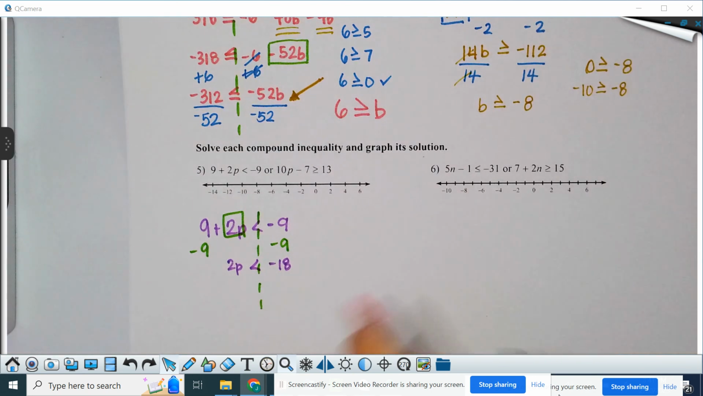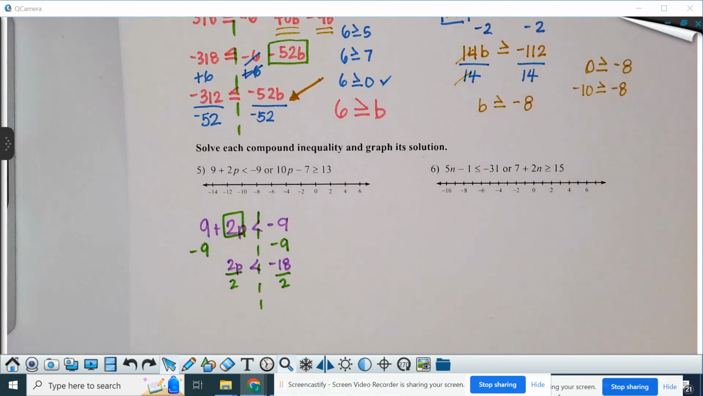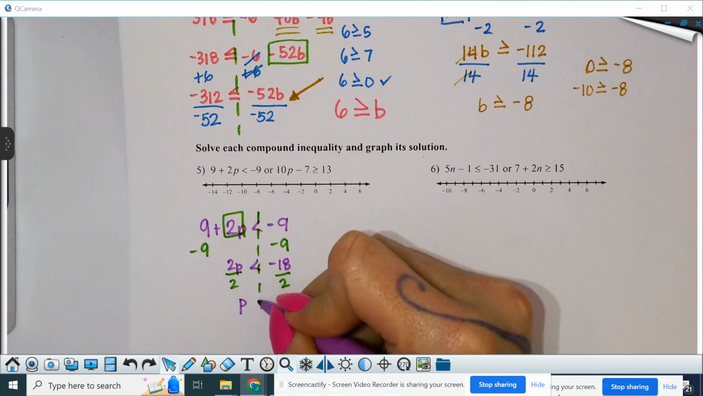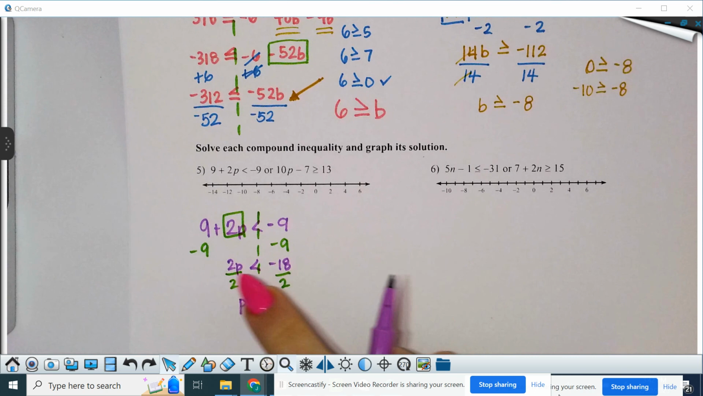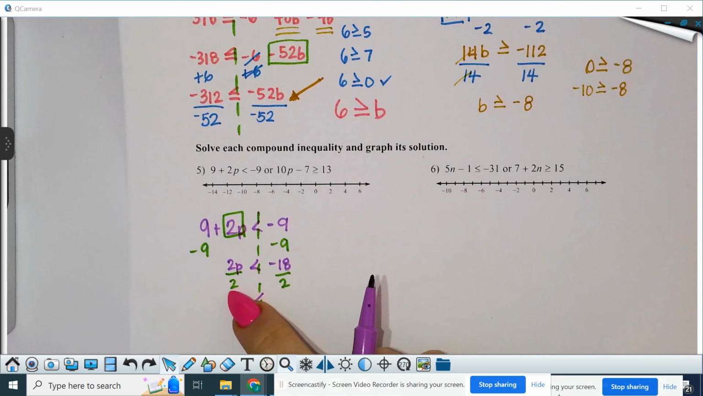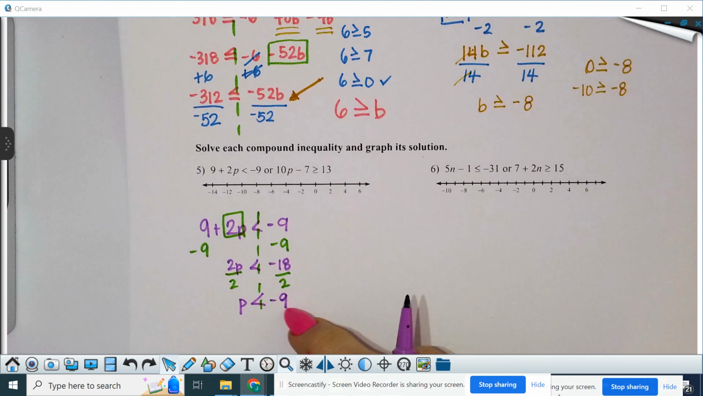2 times p, we're going to divide by 2. We divided by a positive, so everything's fine. We do not have to switch our sign because we divided by a positive. The answer is negative, but that's no big deal. It's only if you divide or multiply by a negative. In this case, we're positive, so we're still good. So p is going to be less than negative 9.